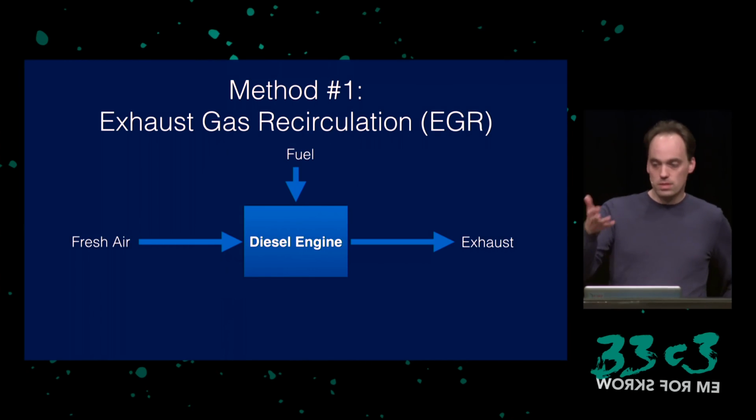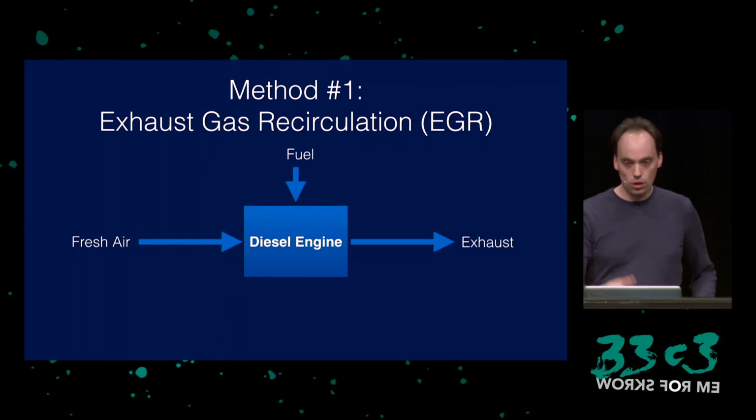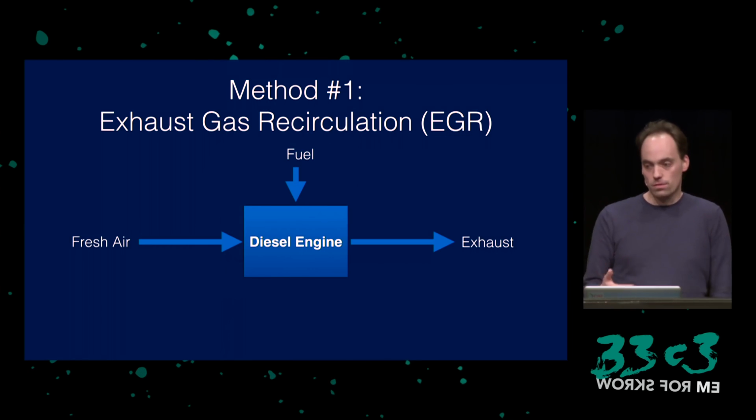And let's look at how a car can optimize emissions. The first thing they do, so this is a very simplified diesel engine. So fresh air goes in, fuel goes in, and there's an exhaust pipe, right? And a lot of nitrogen oxide, a lot of NOx goes out as well, and we don't want that.